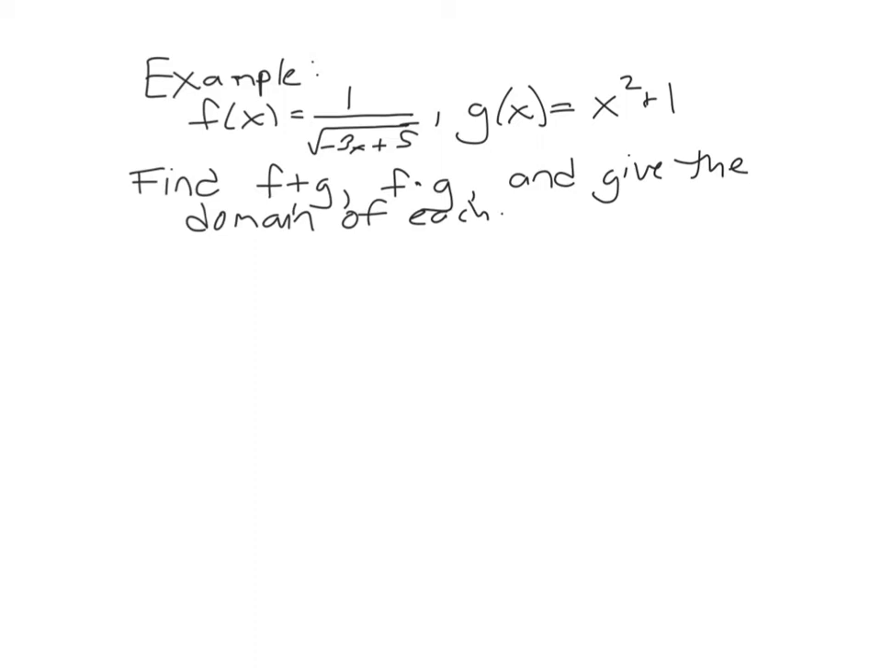Well, let's start with the domain. We notice that we're not doing any division, so we don't have to worry about whether g of x, in other words what's in the denominator, equals 0. So the domain is going to be the intersection of the domains of these two functions. So let's look at the domain, first of all, of g of x. Any restrictions? Let's see, we have x squared plus 1. Well, that's a parabola. Any number can go in there. So the domain of that is going to be negative infinity to positive infinity.